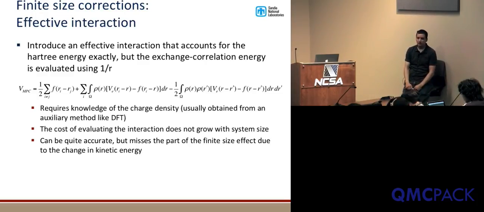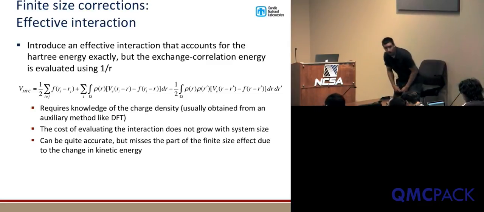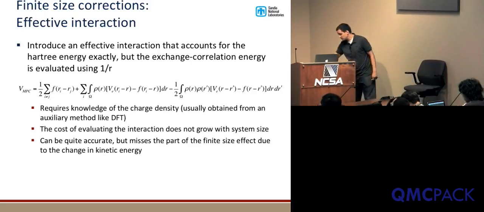DFT does a reasonably good job for most systems of the charge density. And a nice feature of it is that the cost of evaluating the interaction doesn't grow with the system size. So it's cheap to do even for larger systems. It can be quite accurate, but, and this was pointed out in a series of papers, it does miss one part of the two-body finite size effect. It only takes into account the two-body finite size effects coming from this potential part of the term. There's actually something from the kinetic piece.